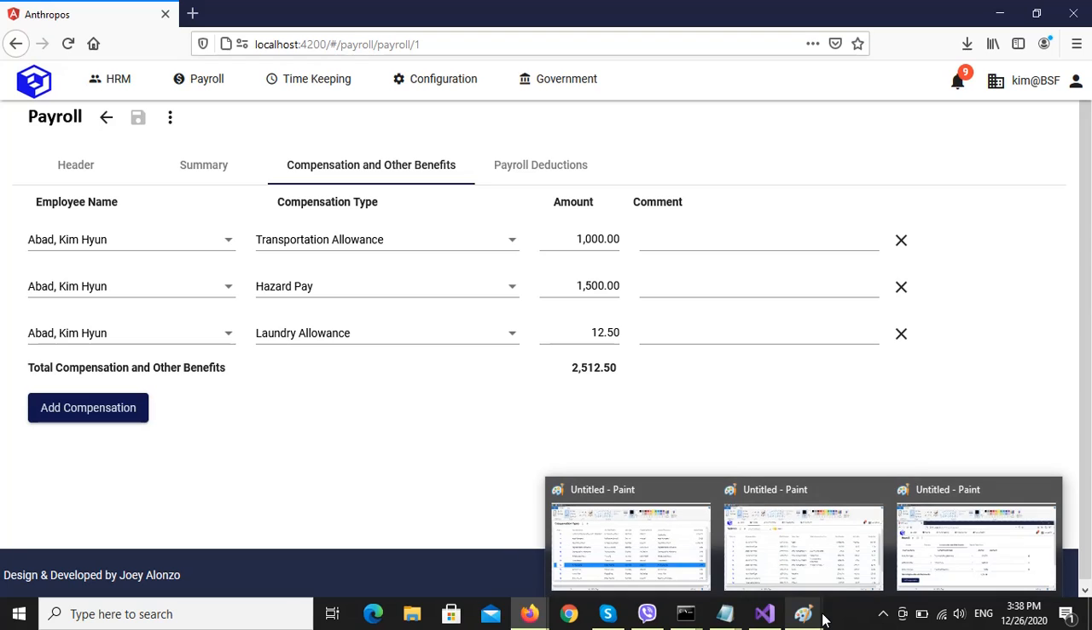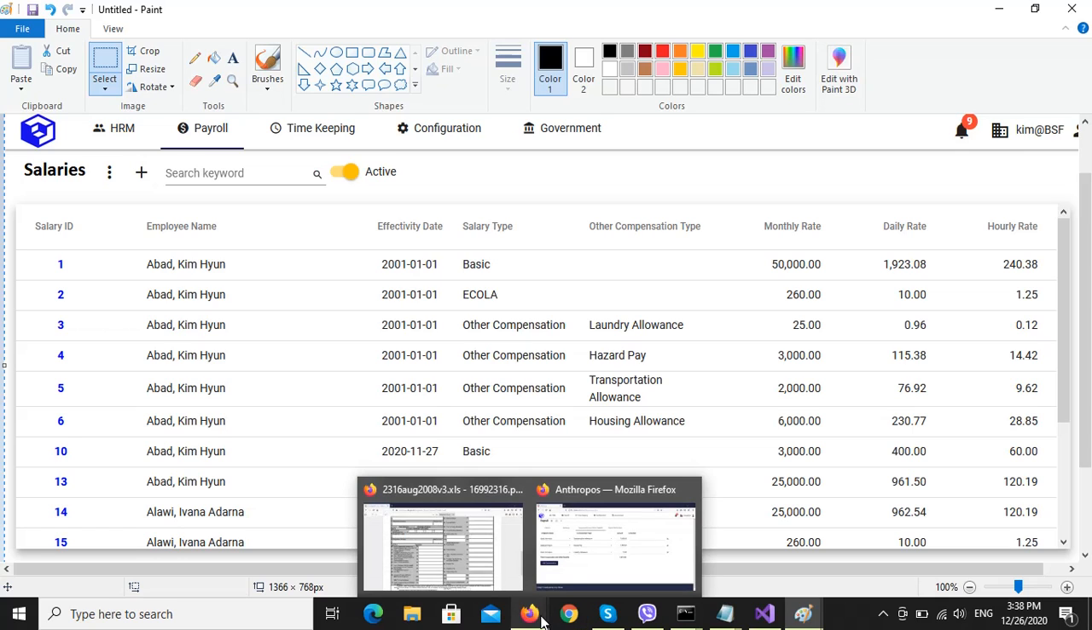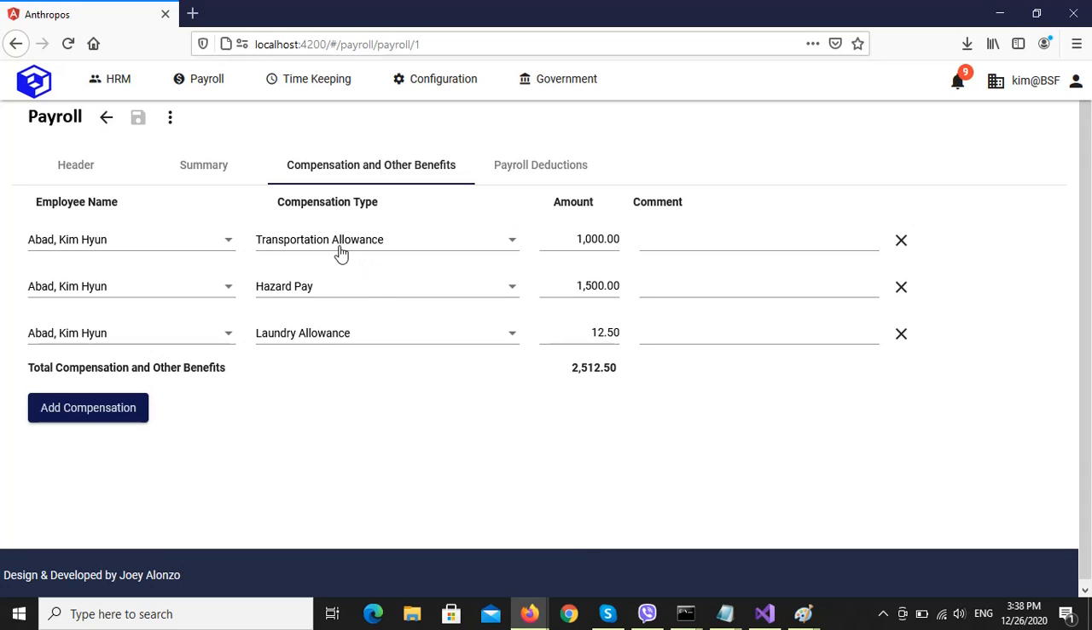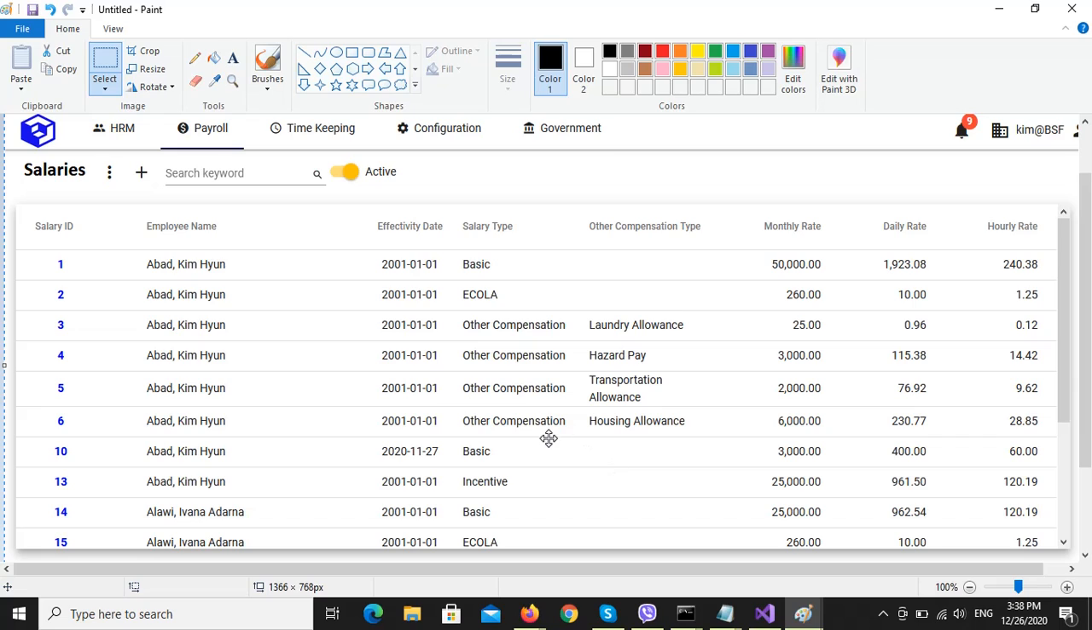Now if we go to the other compensation of Abad Kim Yun, actually there are 4. Okay, but the one that is included is only 3. Okay, so let me go back to the payroll. So we have only transportation allowance, hazard pay, and laundry allowance. Now if we go here, the housing allowance was not included.